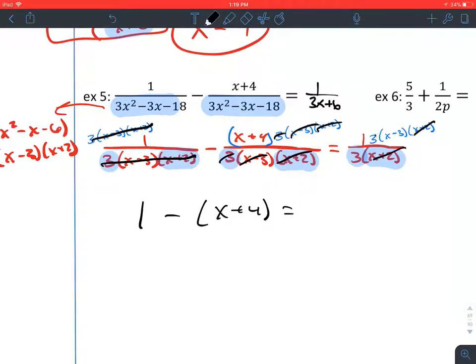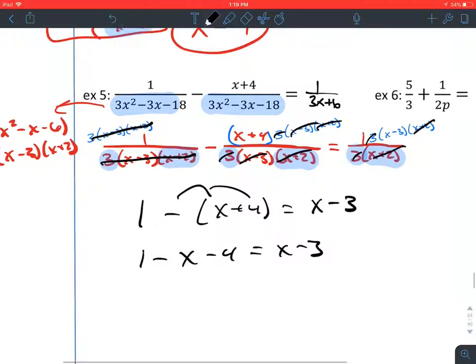On the right, the x plus 2's cancel and the 3's cancel. I think I said that wrong. We're left with a 1 times an x minus 3, which is x minus 3. If I distribute the negative, we're going to get 1 minus x minus 4 equals x minus 3.